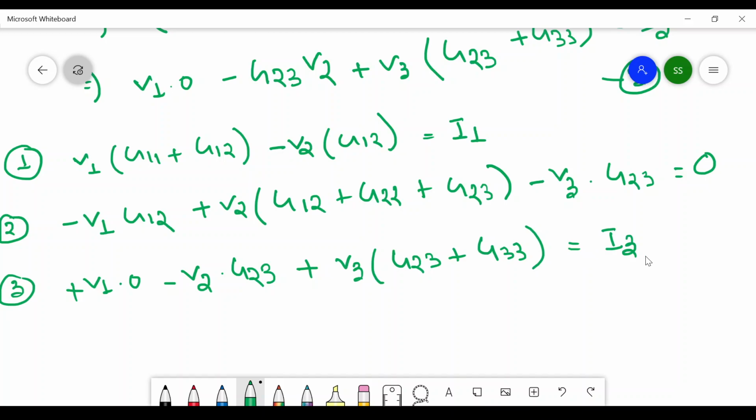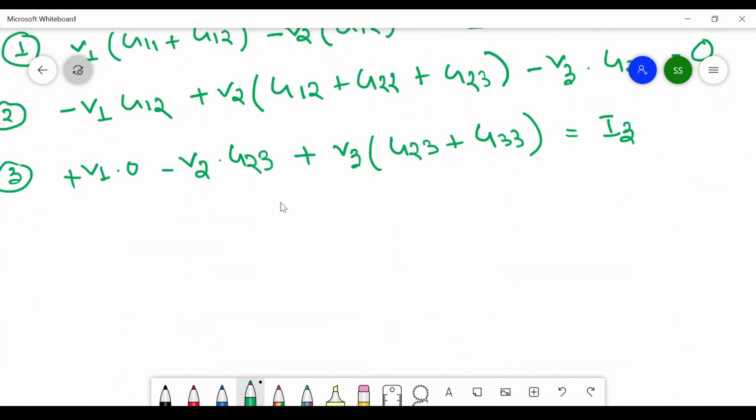If I write these three equations in matrix form, how does it look? In matrix form, I write it here: G11 plus G12, minus G12, 0.